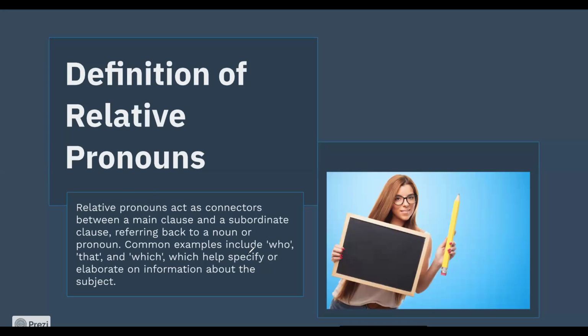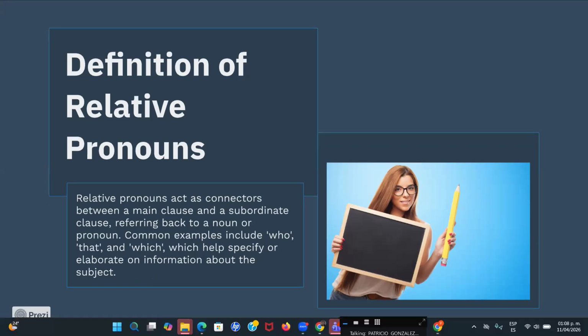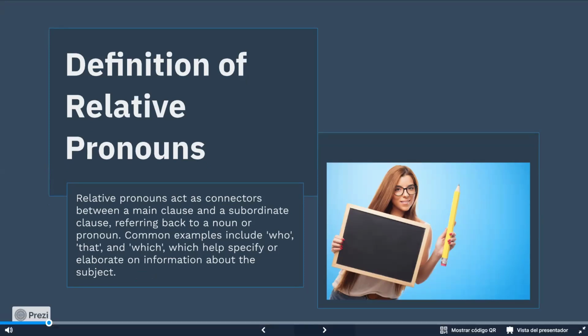Relative pronouns. Their function is to connect. And in this connection, we specify or elaborate on information, more details. Yes. So description, right? Okay. Why do we need to use relative pronouns?